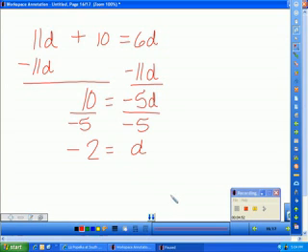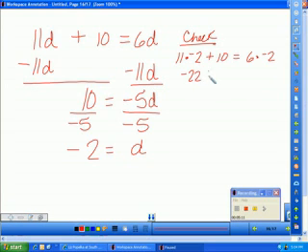Of course, I need to go back and double check my answer. So I'm going to check it right over here. Instead of 11 times d, I'm going to do 11 times negative 2 plus 10 is equal to 6 times negative 2. This will be negative 22 plus 10 is equal to negative 12. Negative 22 plus 10 is negative 12. Since I got the same answer on both sides, I know that I am right.